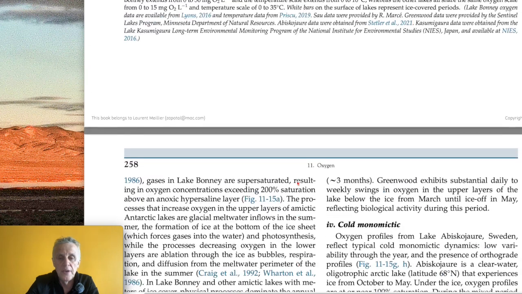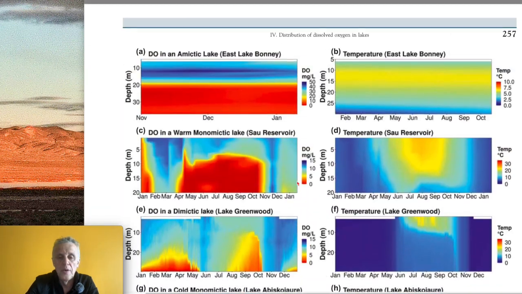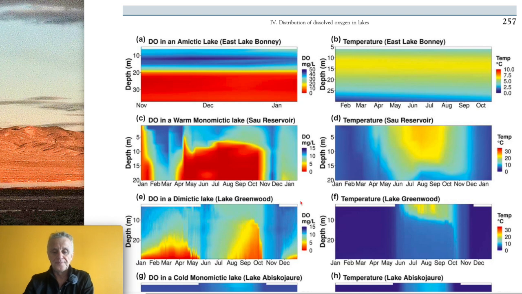So let's look at this reservoir here, which would be below the one in Antarctica. Once again, left side, dissolved oxygen, right side, temperature. Here we're in the northern hemisphere, so the warmest part of the year is the summer, between July and late September. So we can see the warming effect here. We can see the presence of a thermocline here. And we don't see any thermocline in the winter, so this lake is a monomictic lake. It only turns over once.